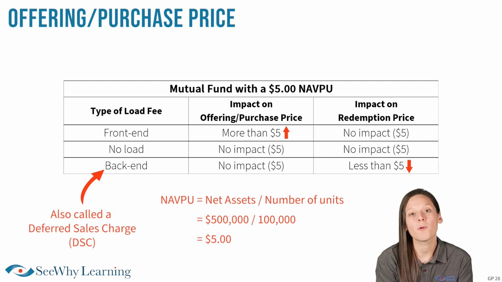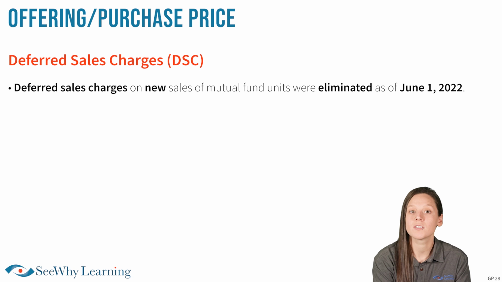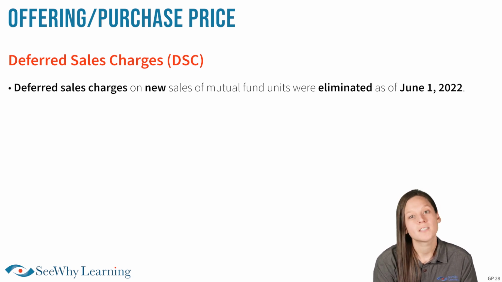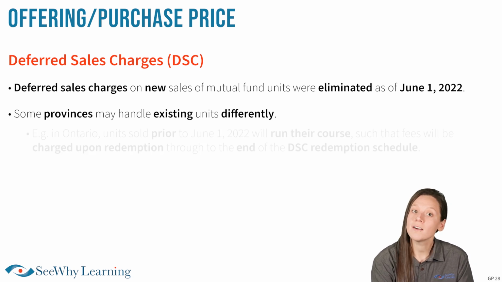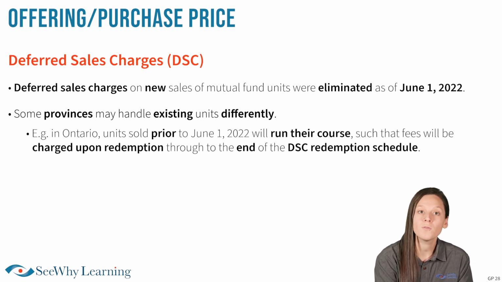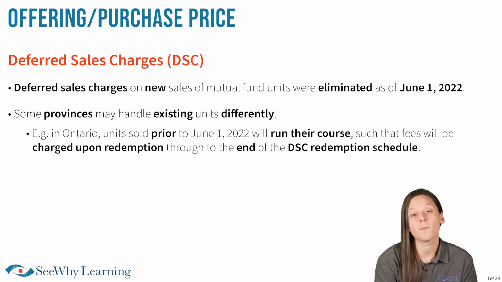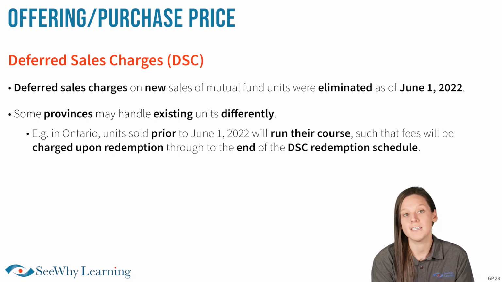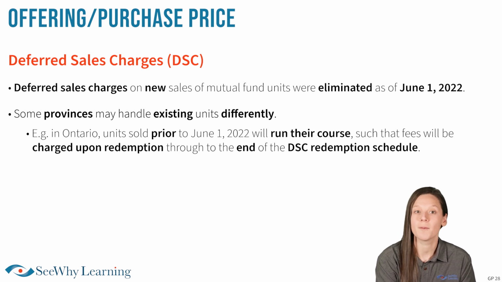Now, one quick thing that I want to mention here. Deferred sales charges on new sales of mutual fund units were eliminated as of June 1st, 2022. However, some provinces may handle existing units differently. For example, in Ontario, units sold prior to June 1st, 2022 will run their course, such that fees will be charged upon redemption through to the end of the DSC redemption schedule. It should be noted that as of the time of recording this video, you don't have to worry about these provincial differences for your exam.